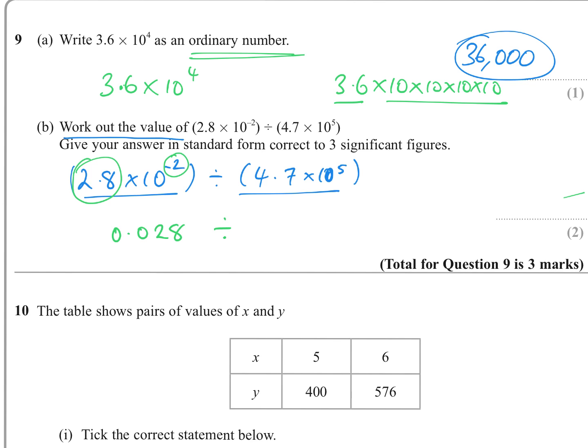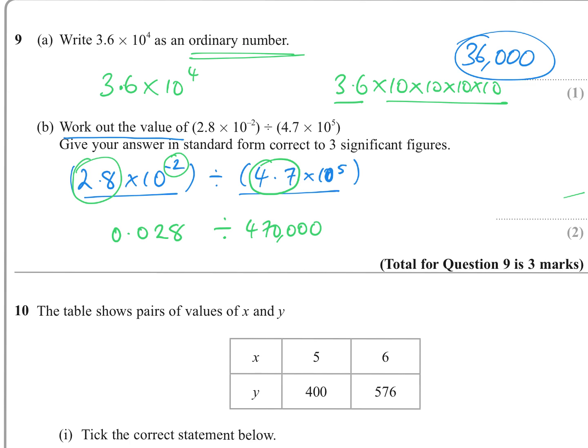And then we've got to do the same here. So let's look at what this is telling us. It's saying 4.7 times 10 to the 5. So what we can do here is say that we've got 4.7 times by 10 5 times, and 10 to the power 5 is 100,000. So we have 470,000 here, and again you can do that on a calculator if you want.